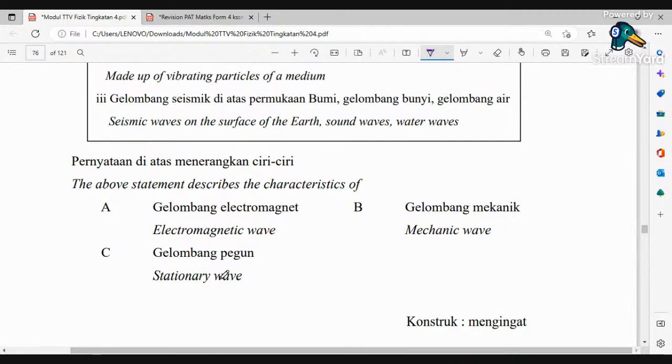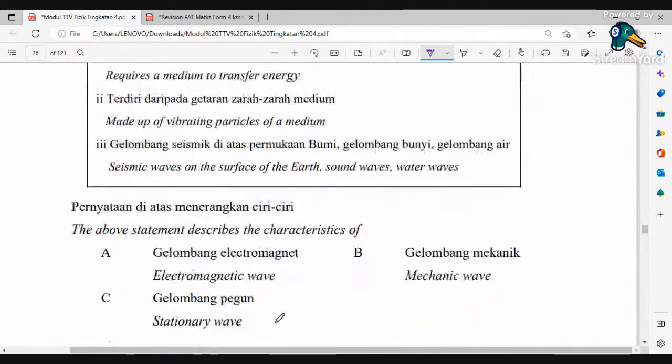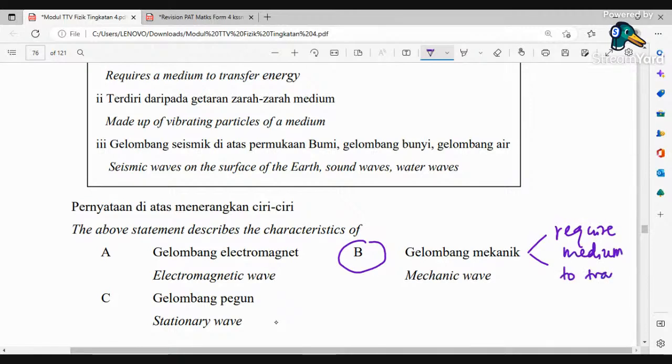Stationary waves does not explain this because for stationary waves, the wave profile does not move together with the wave. So the answer should be B. Mechanical waves are all the ones that require a medium, like water wave and sound wave, which means they require a medium.